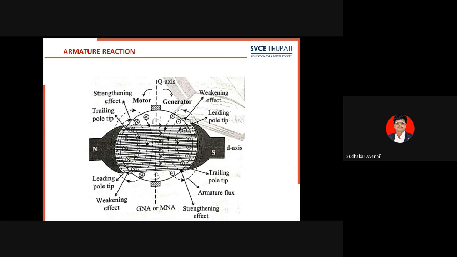Also see here the direction of the armature flux and main field flux. Main field flux always flows from north to south. The direction of this armature flux is found by using Fleming's right hand thumb rule, the right hand grip rule. When the cross conductors are taken, these are the cross conductors. Here the curled fingers represent flux direction and the thumb represents current direction.